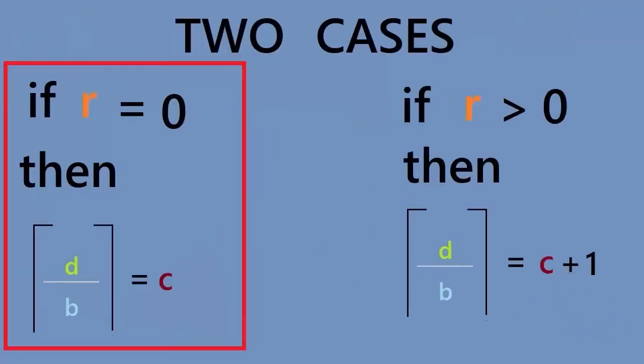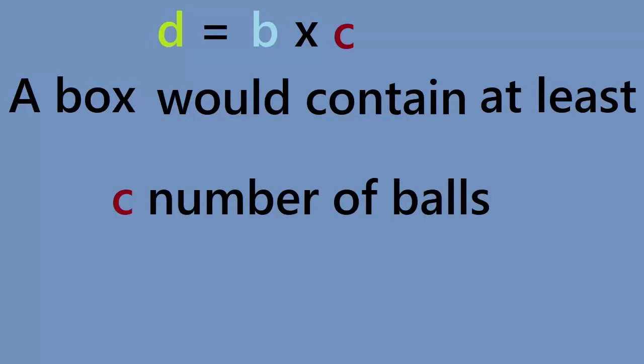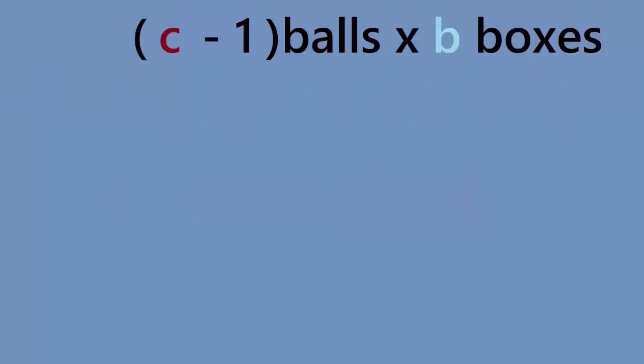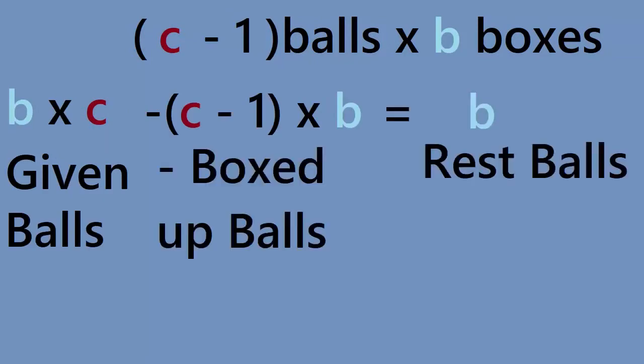Now we would look at the first case where the remainder is 0. So now d equals b times c, where the principle states that a box would contain at least c number of balls. If we walk through the same way of contradiction by putting c minus 1 number of balls in each box, a simple calculation would tell us that still b number of balls are left to be boxed, proving our last step. So now we have learned the concepts of the Pigeonhole Principle.